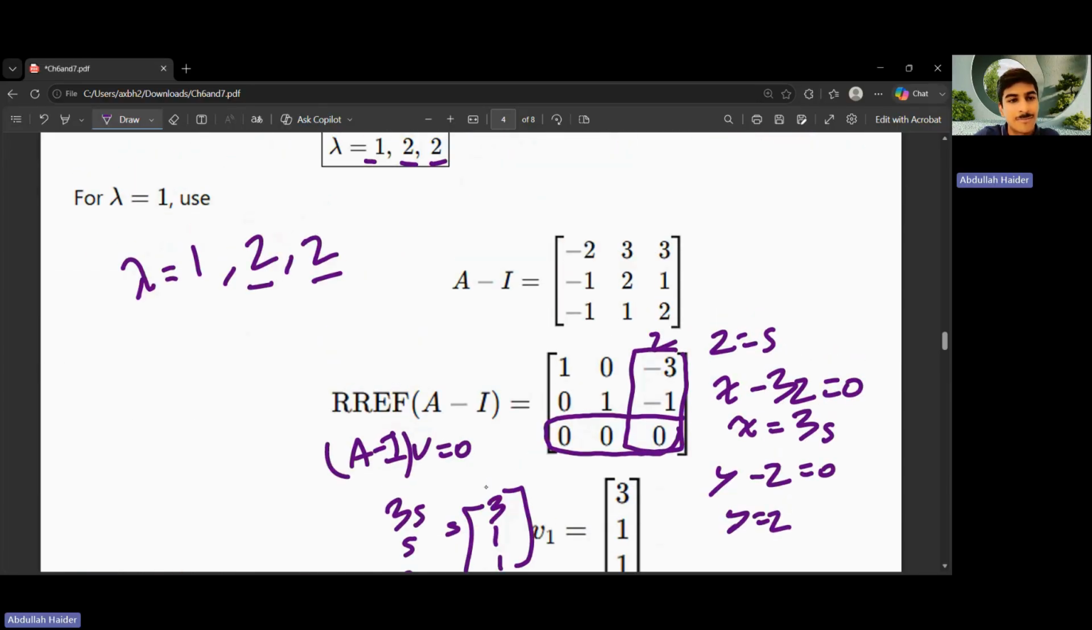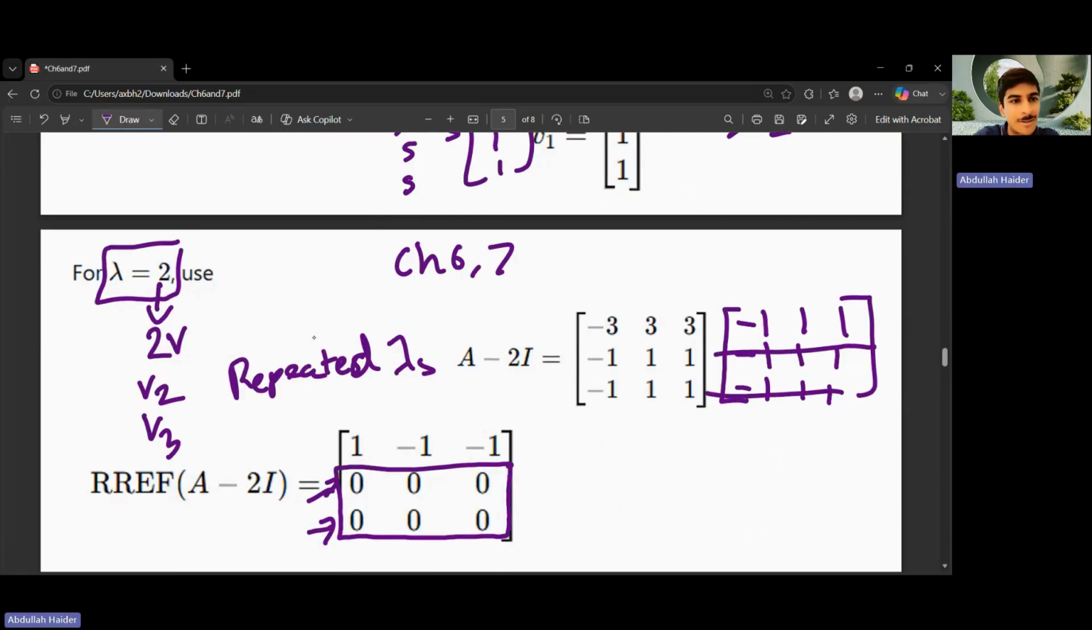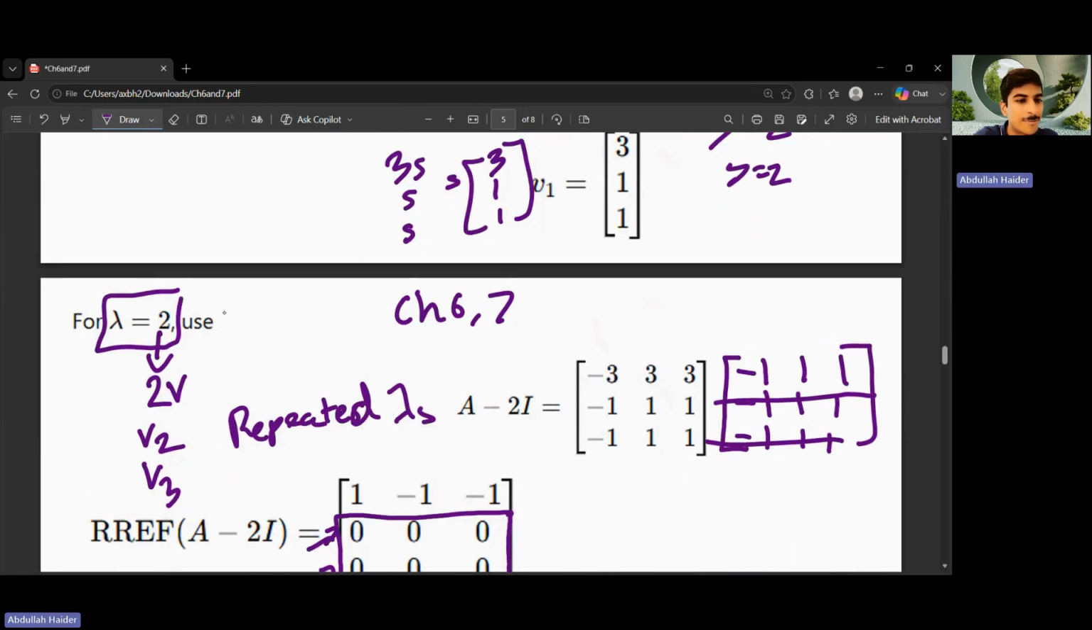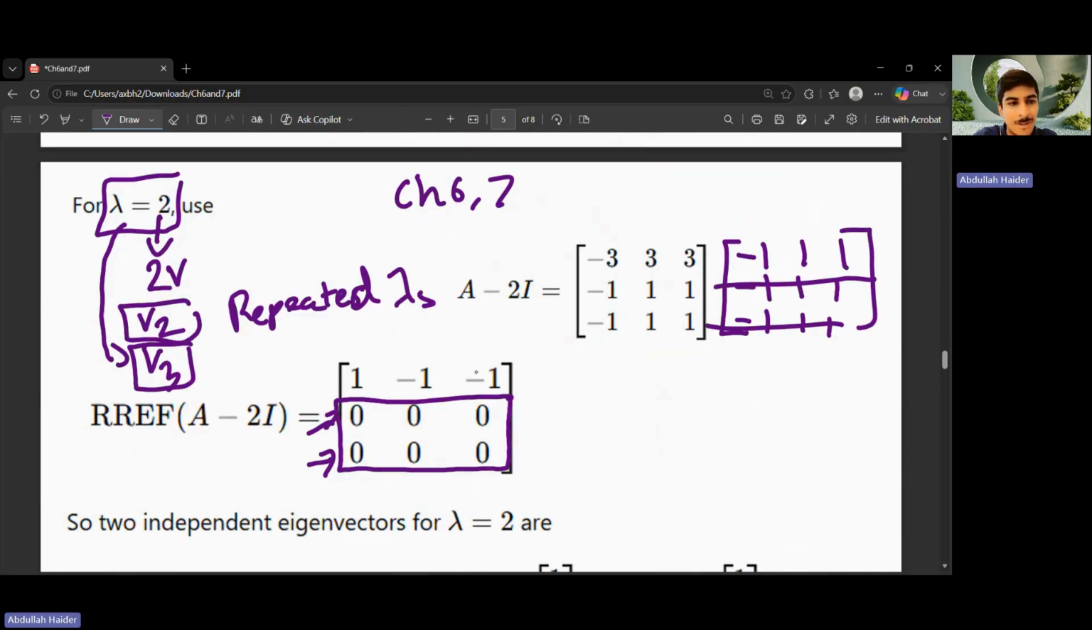So basically our v1 corresponds to lambda 1, and since the 2 was repeated here, we will have v2 and v3 corresponding to the same eigenvalue. So when we do the RREF, as I said before, you have repeated, so you'll have 2 rows of full zeros.